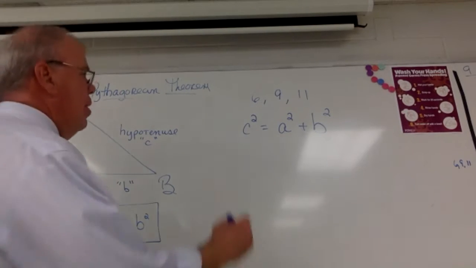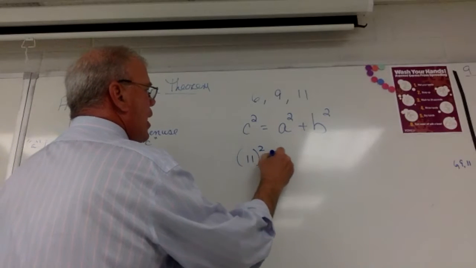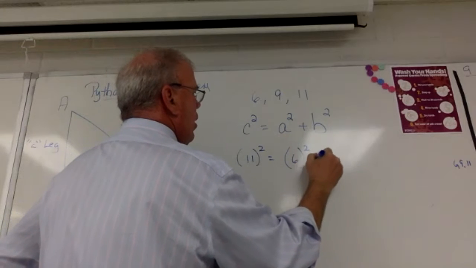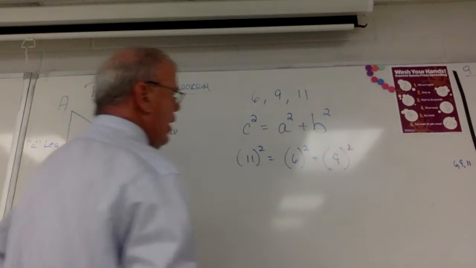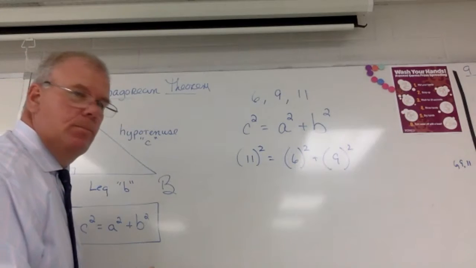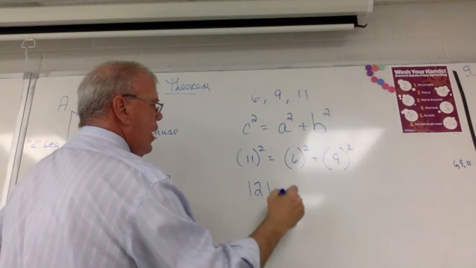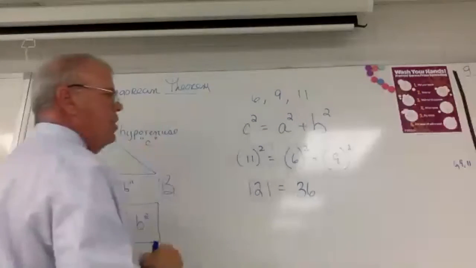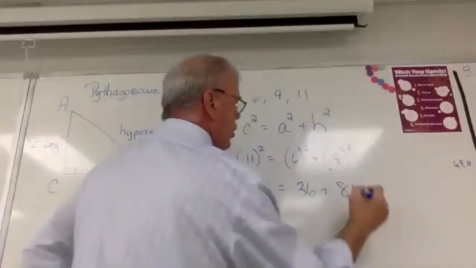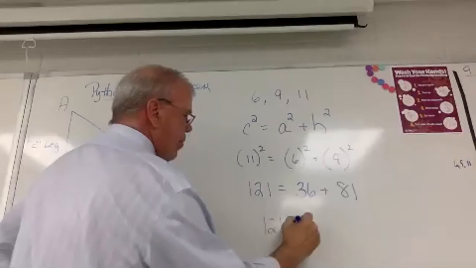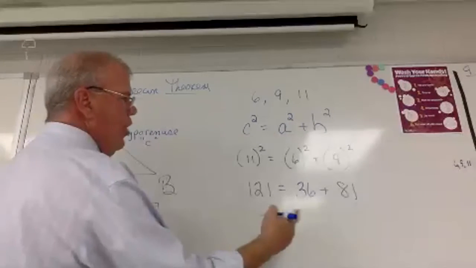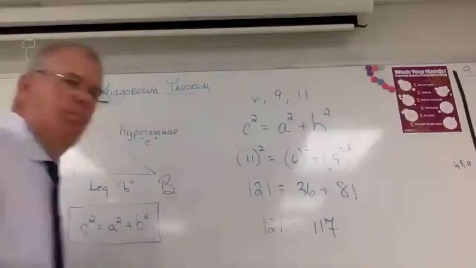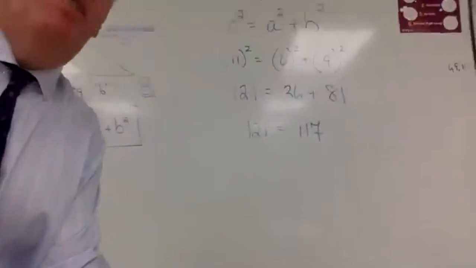11. So I'm going to substitute 11 squared. Now, it doesn't matter which one's A and B with the other two: 6 squared plus 9 squared. Right? What's 11 squared? 121. Yep. What's 6 squared? 36. What's 9 squared? 81. Good. So on the left side, I got 121. On the right side, I don't got 121. What do I got? 117, right?